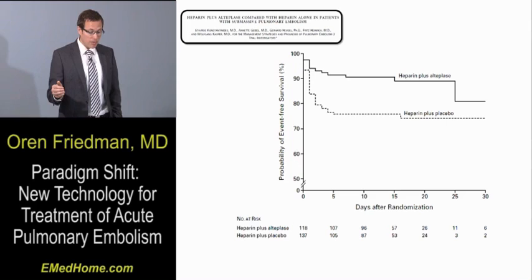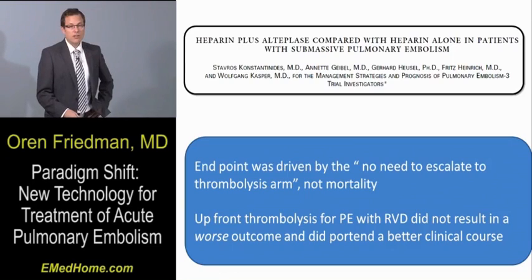This is a very broad population of submassive pulmonary emboli. It did show that the outcomes were not worse, as long as the patients were carefully selected for low bleeding risks. However, the clinical endpoint was driven by the need to escalate to thrombolysis, not mortality. In other words, it was the clinical course that drove the endpoint, the hemodynamic deterioration, and it was not mortality. They did not meet statistical significance for mortality. However, upfront thrombolysis certainly did not show a worse outcome, and you can argue by portending a better clinical course, it still may be indicated in many patients.